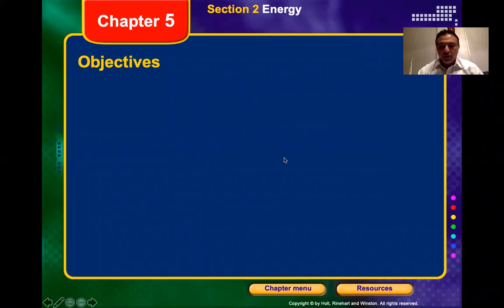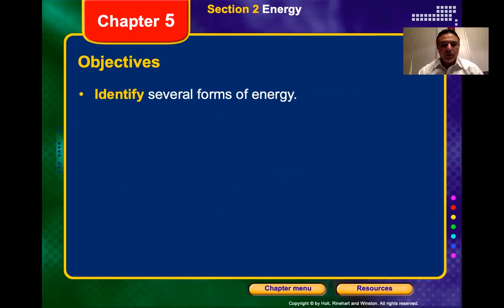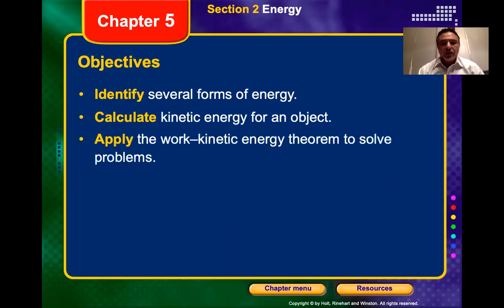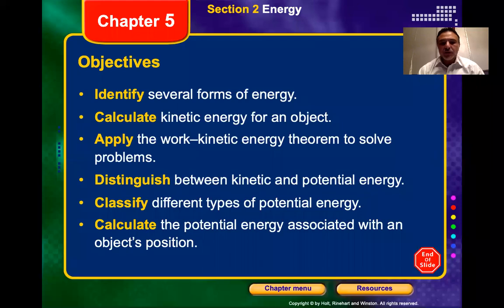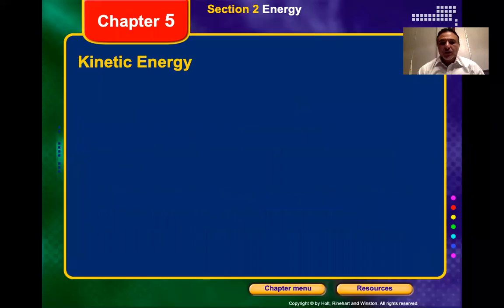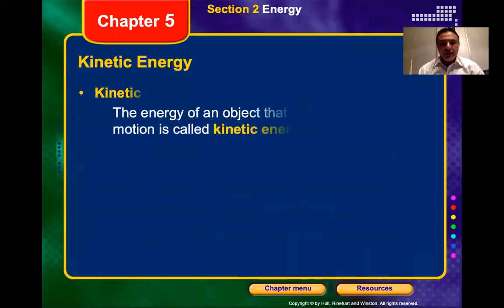So now, mainly energy. Through the next few minutes, we will identify several forms of energy, calculate kinetic energy for an object, and the work kinetic energy theorem, and kinetic and potential energy sources, and different types of potential energy. So I know the time is limited, so we'll start right away.